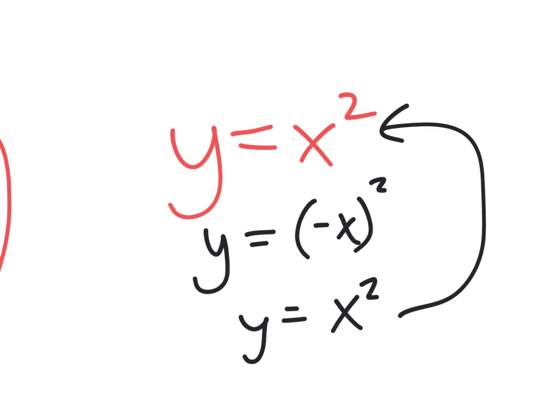All right, I'd like you to try this without my help. Y equals x to the third. Prove that it doesn't have some kinds of symmetry, but it does have another. Check it for x-axis symmetry, check it for y-axis symmetry, and check it for origin symmetry.